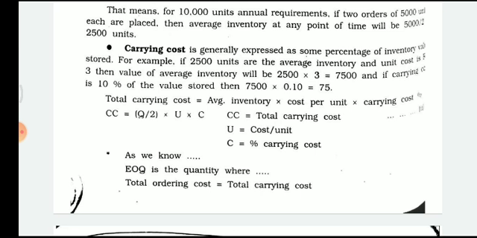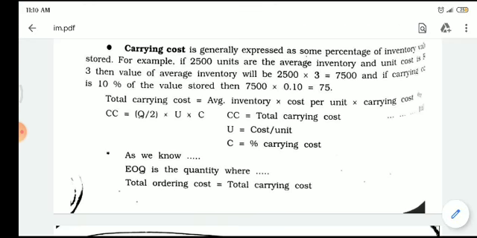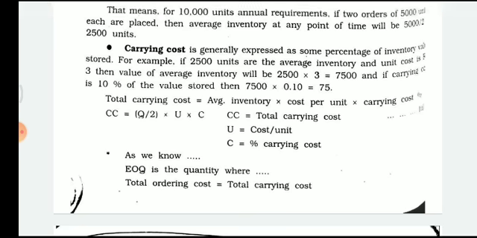So total carrying cost is equal to average inventory and cost per unit into carrying cost in percentage. Carrying cost is equal to Q by 2 into U into C. Average inventory is Q by 2, cost per unit is U, and carrying cost percentage is C. CC is the total carrying cost, U is the cost per unit, and C is the percentage of carrying cost.